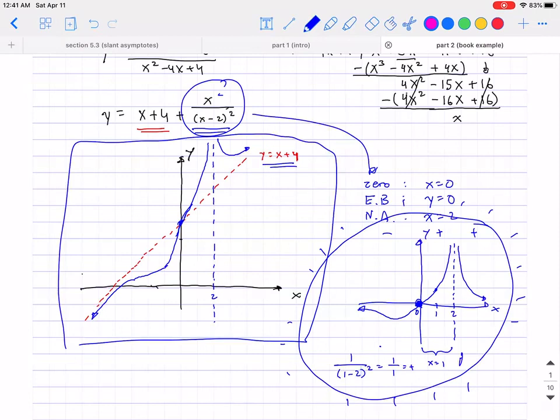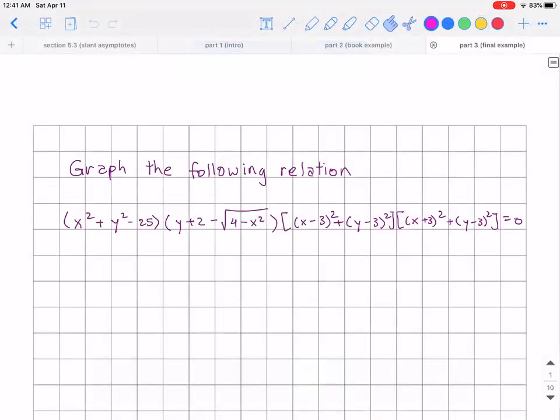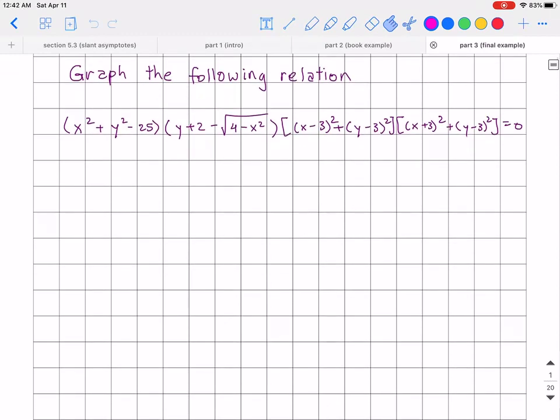Okay, all right. So let's look at our final example of this. And this is going to be, I guess, the harder case. So this is now what I want to graph. Graph the following relation. And I know this is a relation because you can see x and y are basically on the same side of the equation, and you have a bunch of x, you have a bunch of y. It's not going to come out nice for the most part.